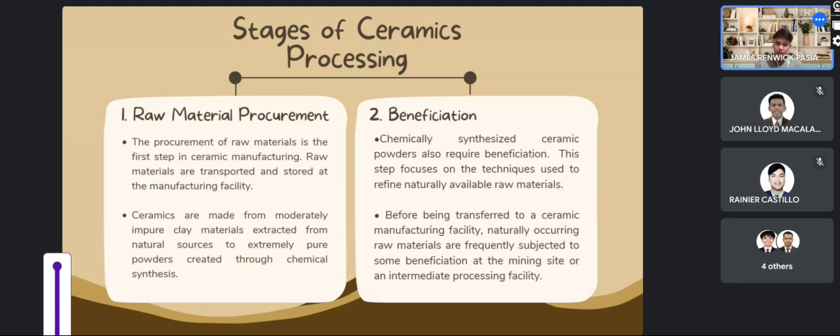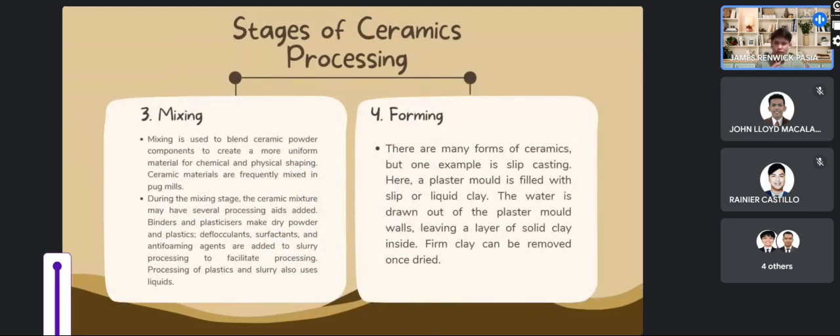Next slide, please. As for the third stage, we have mixing. Mixing is used to blend ceramic powder components to create a more uniform material for chemical and physical shaping. Ceramic materials are frequently mixed in pug mills. During the mixing stage, the ceramic mixture may have several processing aids added.